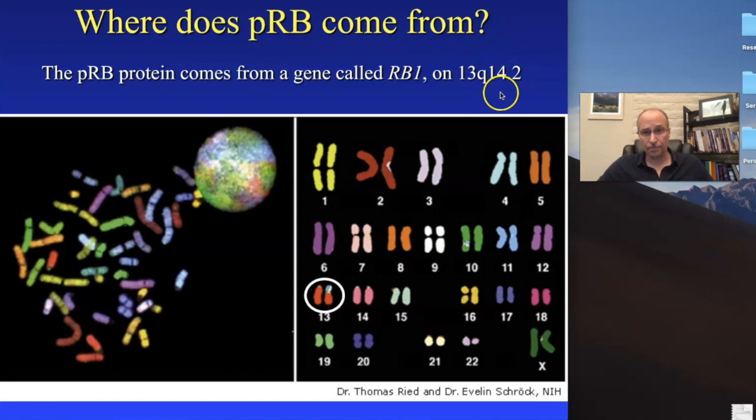Now, you know what that means. 13 means the 13th chromosome. Q is telling us it's the long arm of that number 13 chromosome. Now, here's the number 13 chromosome. So it's got a centromere way off to one end, and so it's on the long arm of that, and it's in position 14.2. So remember that region, band, subband. That is telling us we know where it is.